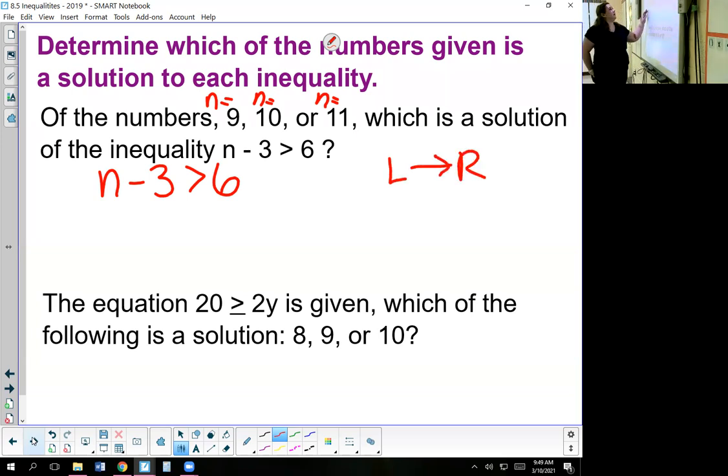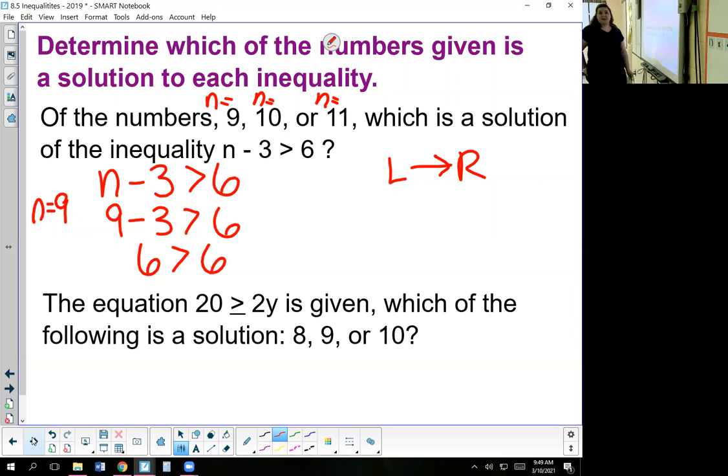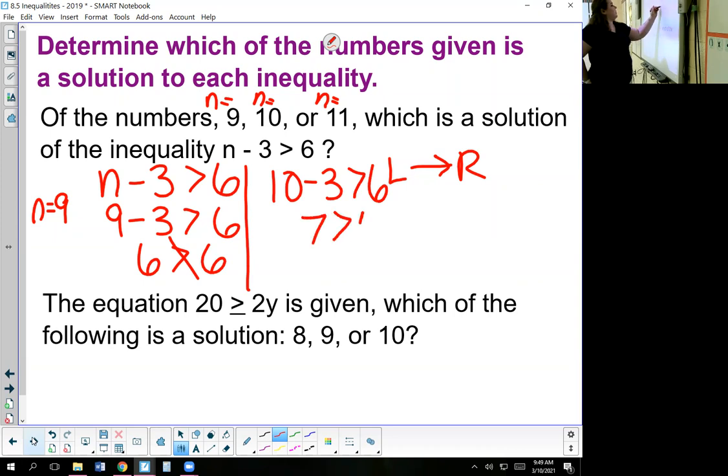You should be reading it from left to right. So if I look at this right here, if I plug in n is 9, right? 9 minus 3 is greater than 6. 6 is greater than 6. Is that a true statement? It is not greater than. So 9 is not going to be a solution. Then I do the same thing again. 10. 10 minus 3 is greater than 6. 10 minus 3 is 7. Is 7 greater than 6?